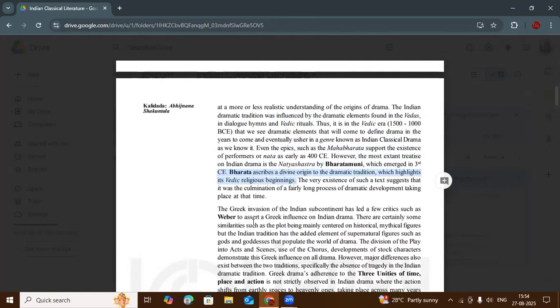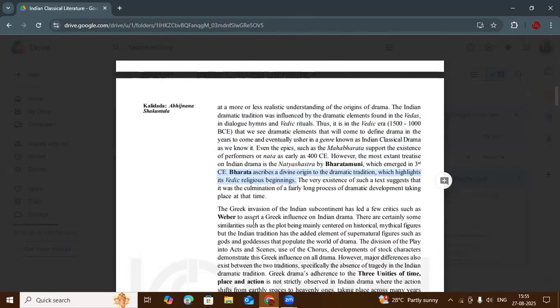Is it clear? The very existence of such a text suggests that it was the culmination of a fairly long process of dramatic development taking place at that time. So the fact that such a systematic text, Natya Shastra, was written shows that drama had already gone through a long period of growth and evolution before the 3rd century CE. It was not sudden; it was the result of centuries of development starting from the Vedic era, through rituals and epics, until we got the formal drama.